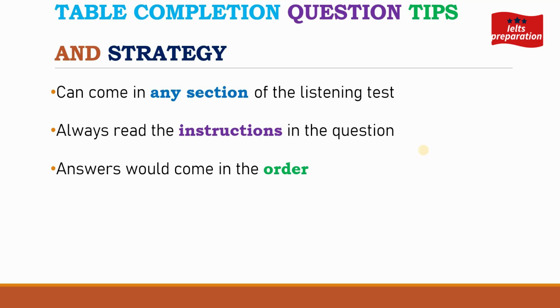One of the key points is that the answers will come in order. What does it mean? For example, if I have 5 questions in the table completion and it starts from 10 to 15, then always remember that question number 10 will come before 11, question number 11 will come before 12, and so on. So the answers will come in order and not randomly.